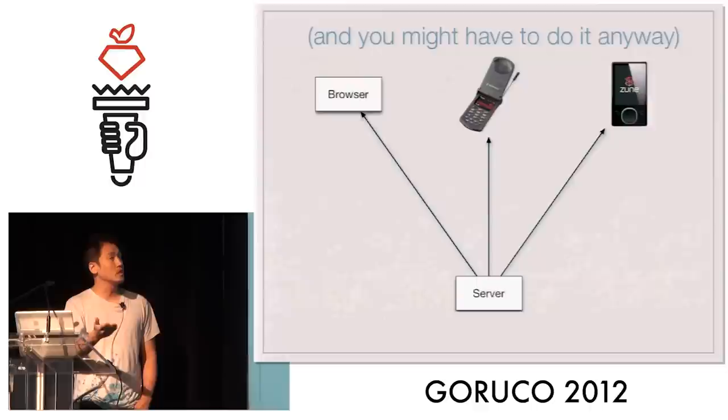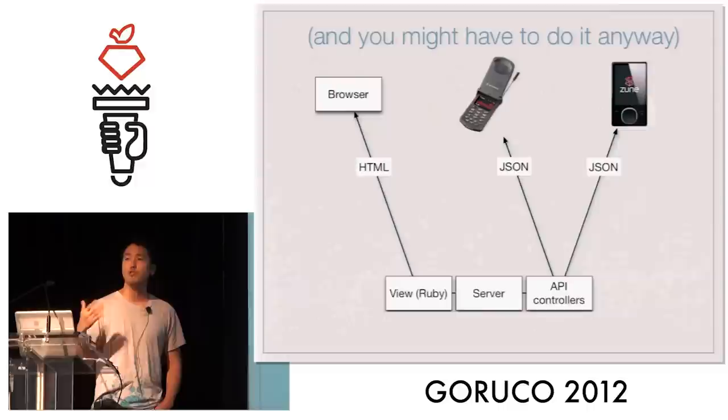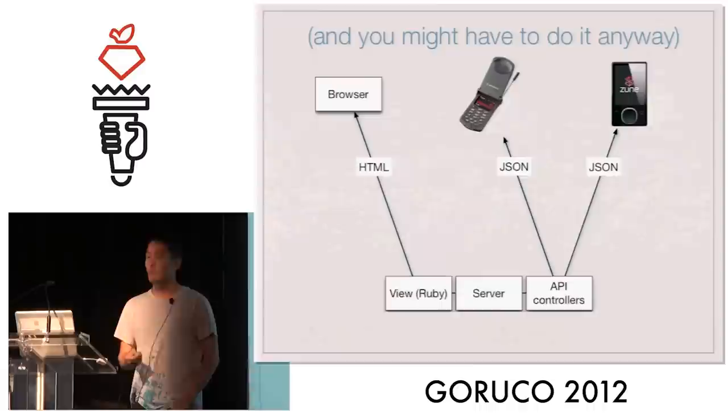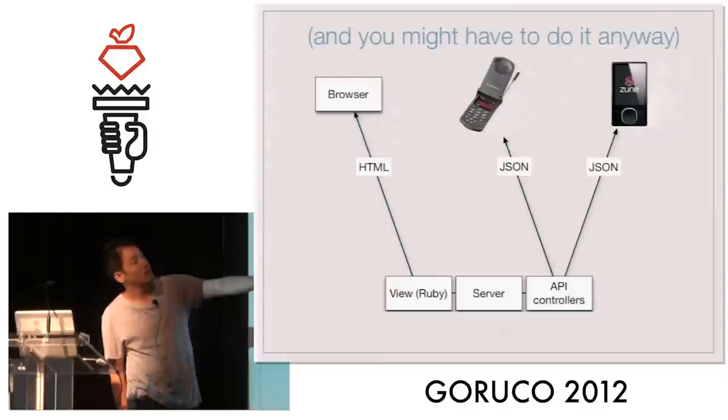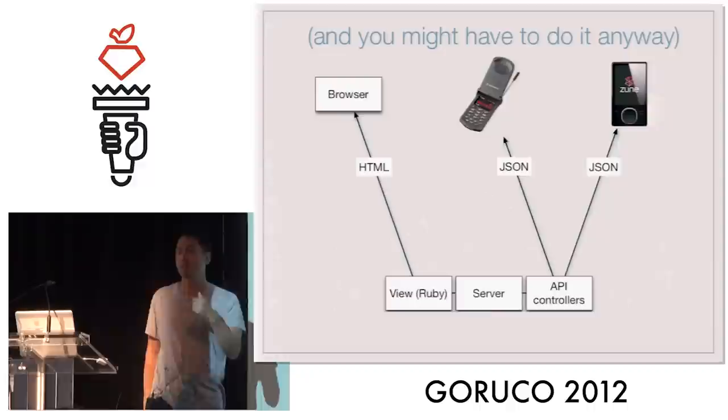In the past, if you did this a couple of years ago, especially before Backbone and Ember, you would probably have done it this way. Off on the left-hand side, you would have the browser connecting to the server using the very traditional server-side Ruby and Rails chain, right? You generate the view on the server and you ship HTML. And off to the right, when you're talking to your Motorola StarTAC and your Zune, you'd have standalone API controllers that would ship JSON out to these clients.